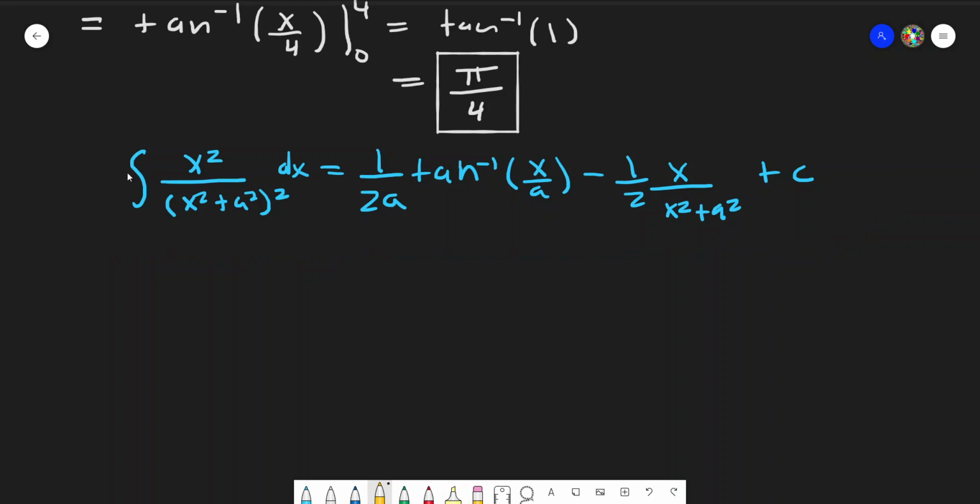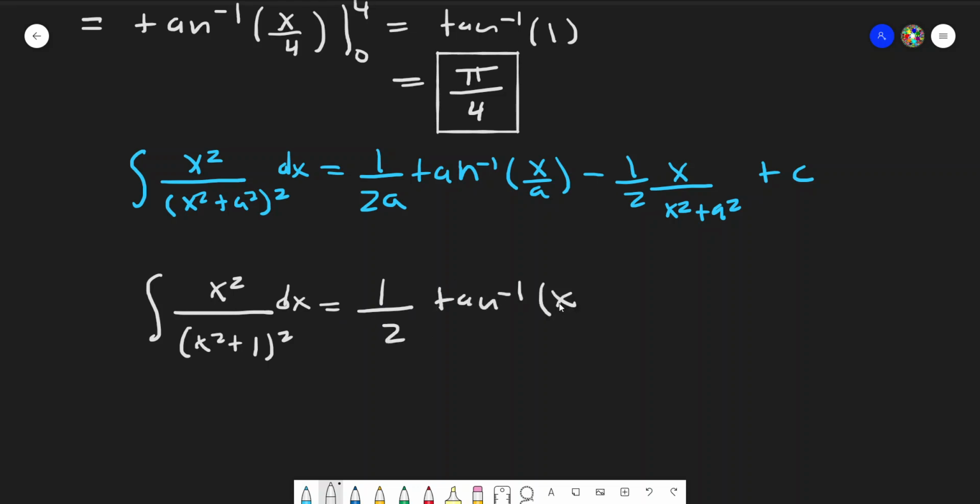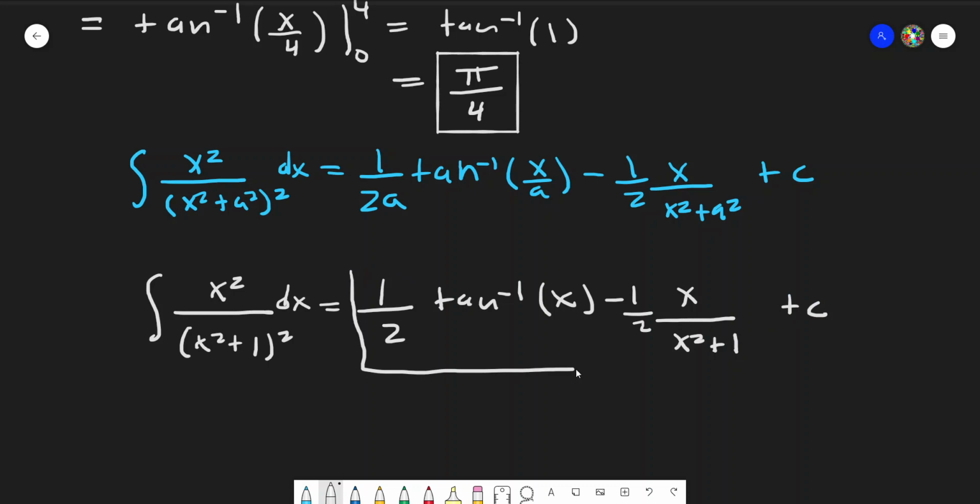Okay, so we can apply this, for example, to the following integral. What if we were integrating x squared divided by x squared plus 1, squared, dx. Well, accordingly, a is equal to 1, so automatically I have 1/2 tangent inverse of x, actually not plus, but minus 1/2 times x divided by x squared plus 1, and then we have plus c.